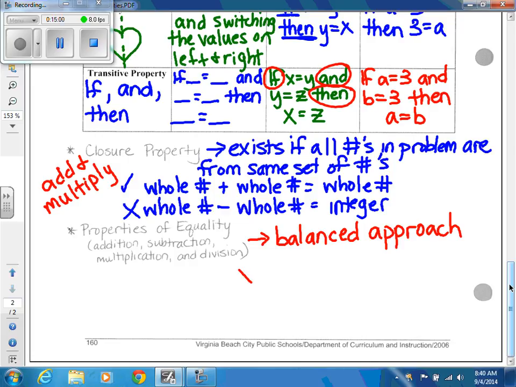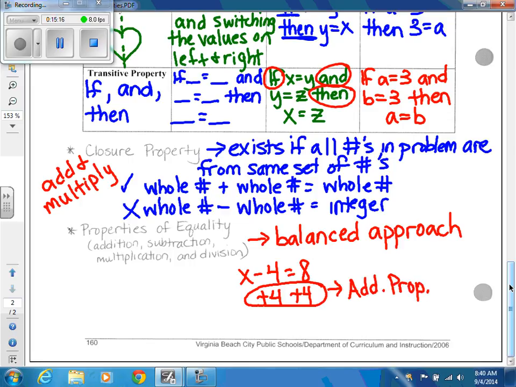So if I have the equation x minus 4 equals 8, okay, I don't really particularly care about the answer right now. It's how we're going to get to it. We're going to add 4 to both sides. Well, this adding 4 piece that you just did is known as the addition property of equality, because what you did to one side of the equation, you did to the other, and it was the same operation. If you multiplied to get to your answer, then you would have the multiplication property of equality, and so forth.